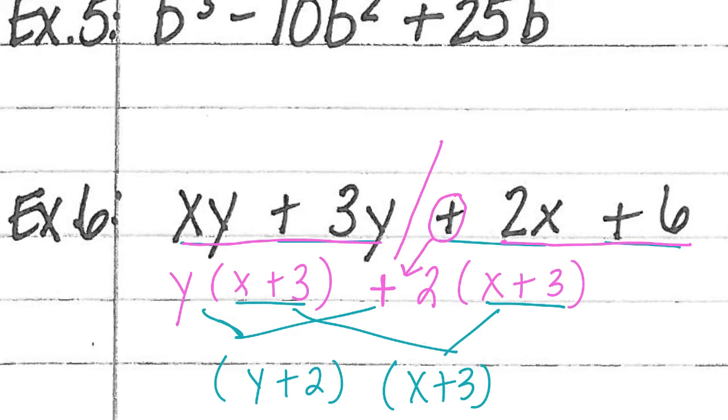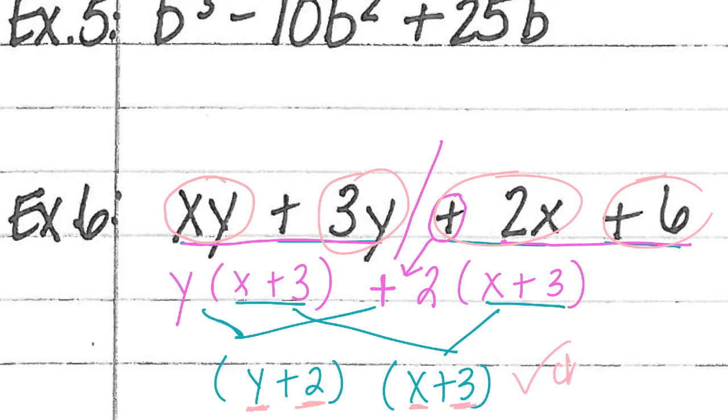Remember, if I had to go backwards and FOIL this, y times x is xy. Outer terms, y and 3 is 3y. Inner terms, 2 and x is 2x. And last terms, 2 and 3 is 6. So you can always check your work, which really helps out.